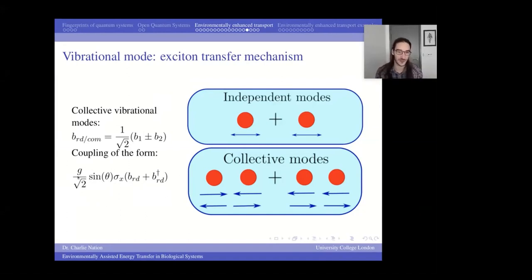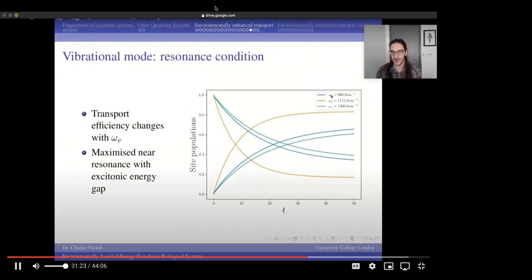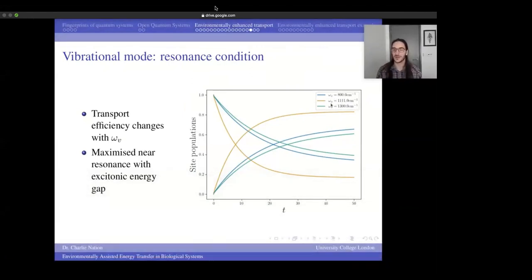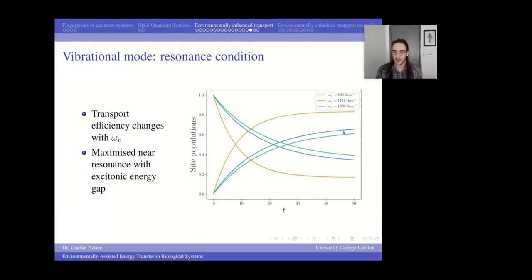And so crucially, there's a coupling term that directly couples the excitons, a role that's influenced by these collective vibrations. So in practice, what we see is, again, plotting these site populations now for different vibrational frequencies. What we have is this middle one in yellow is when the vibrational frequency is close to the resonance between the exciton energy gap. And this 800 and 1300, the blue and green, are further away from this energy gap.